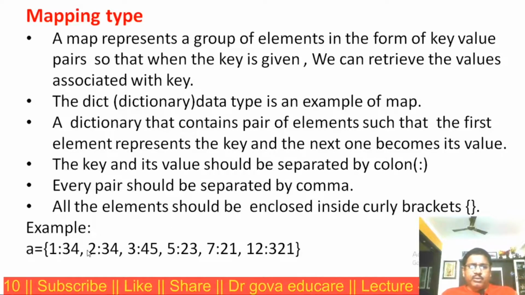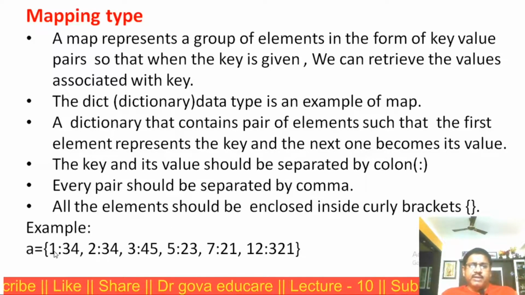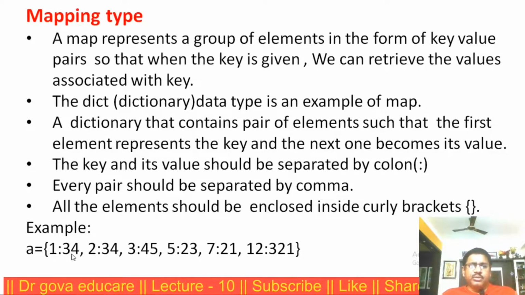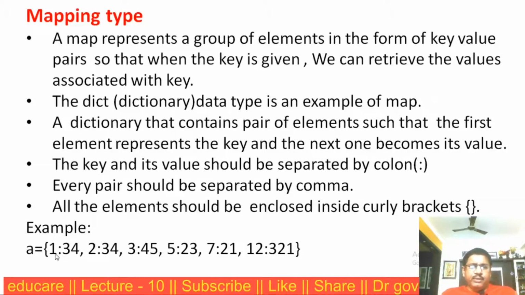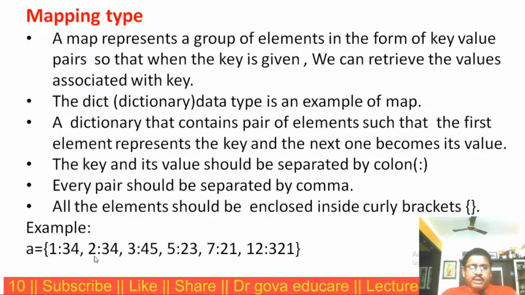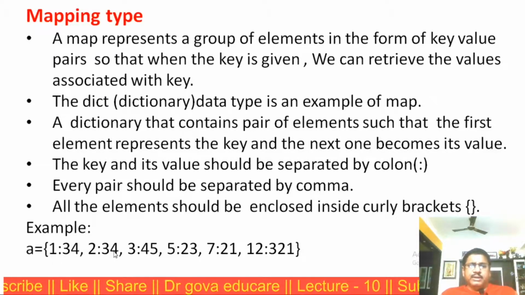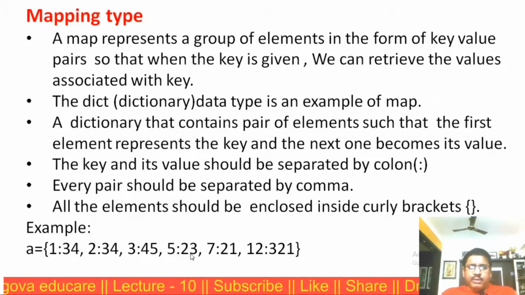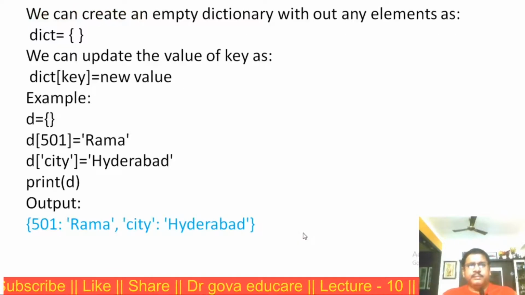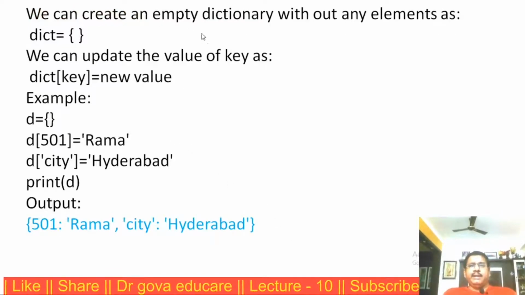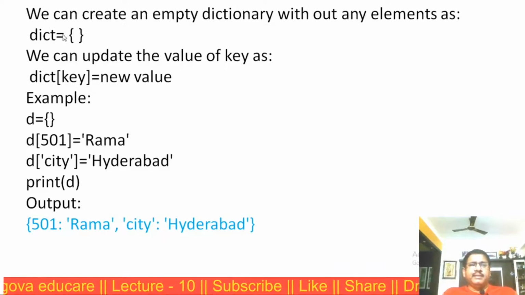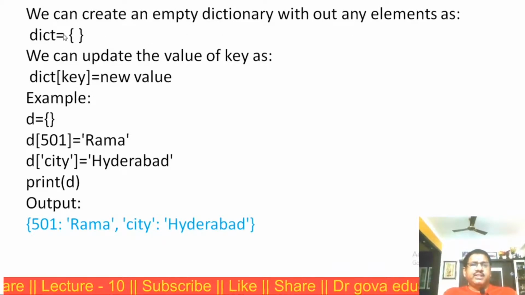We can retrieve the value using the key. That is a of key is equal to value. That is a of 1 is equal to 34. a of 2 is equal to 34. a of 5 is 23. a of 7 is 21. We can create an empty dictionary without any element as follows. This is the empty dictionary.